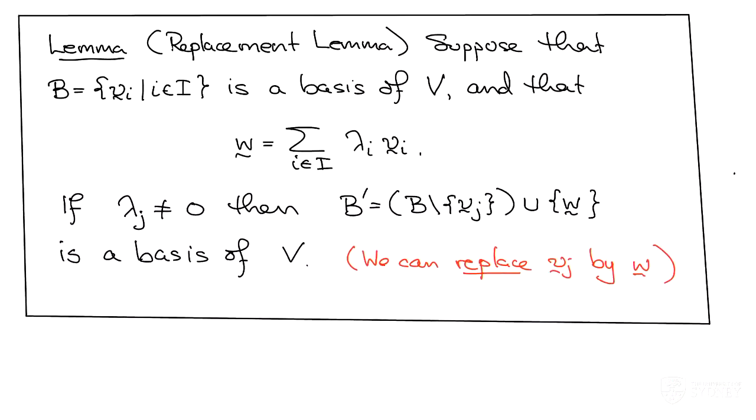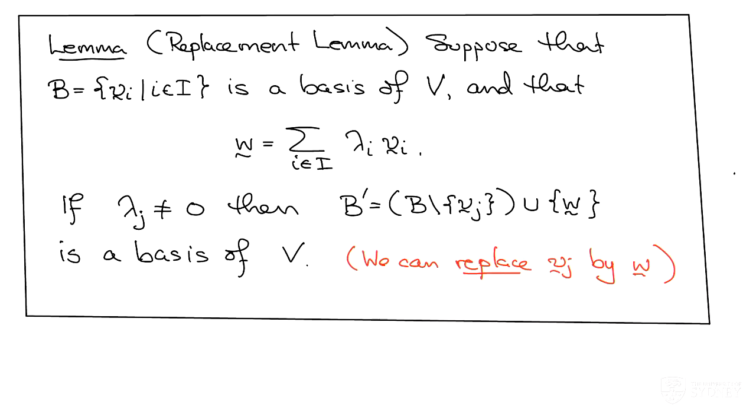So there's two results here. There's a replacement lemma, and then there's something called the replacement theorem. And these are both about, if you've got a basis and some property, then you can replace some elements of the basis by some other elements. That's kind of the idea here. So how does this one go?